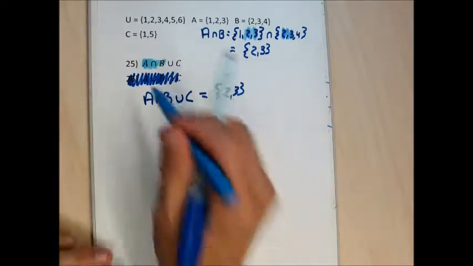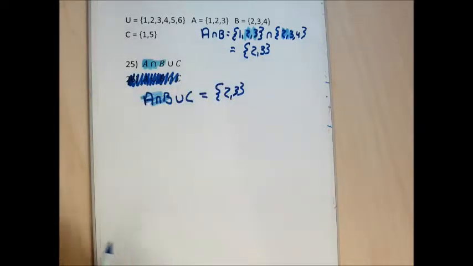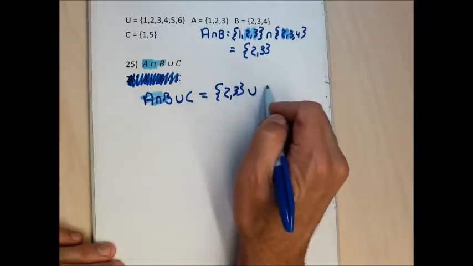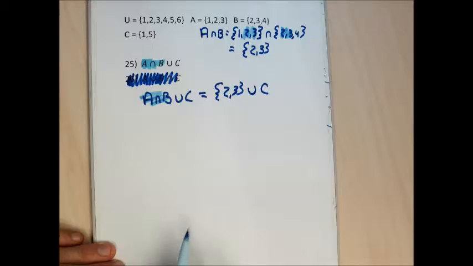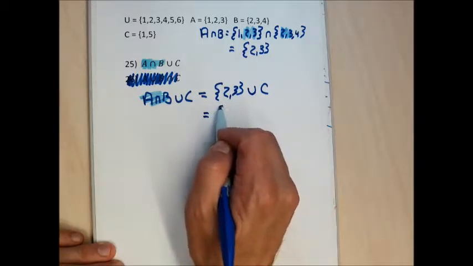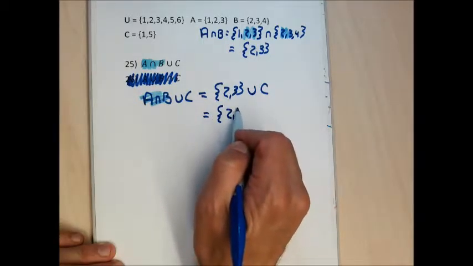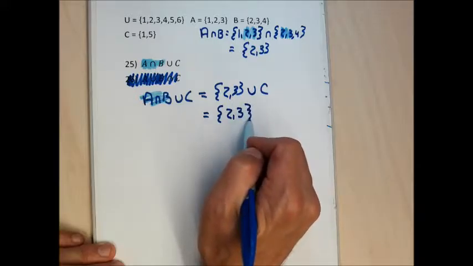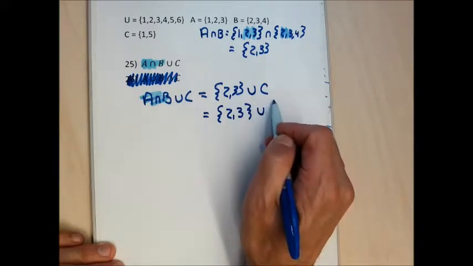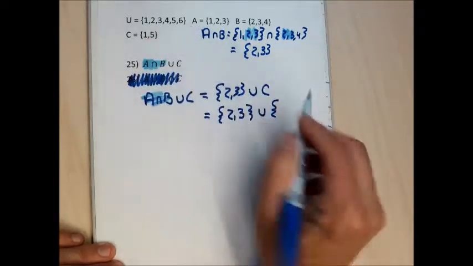So these symbols right there, I'm going to change to the set containing the numbers 2 and 3. I'm going to leave my union sign and I'm going to leave my C. Now I'm going to figure out what this equals by taking the set A intersection B, which is a set containing 2 and 3, and I'm going to union that with set C, which is a set that contains 1 and 5.